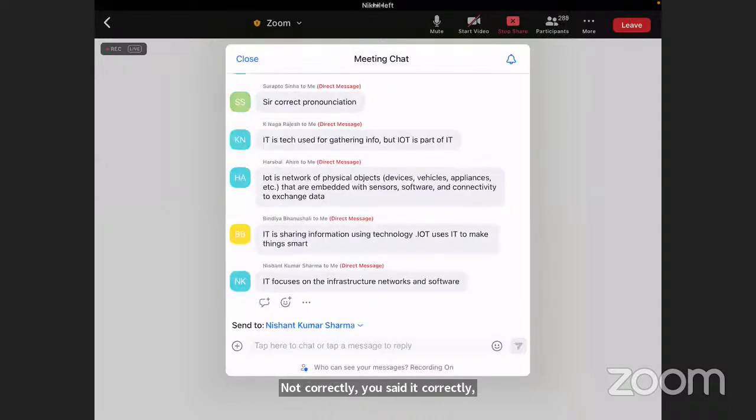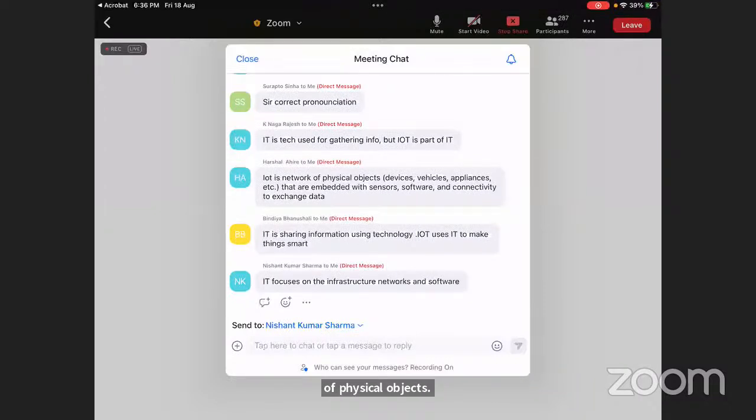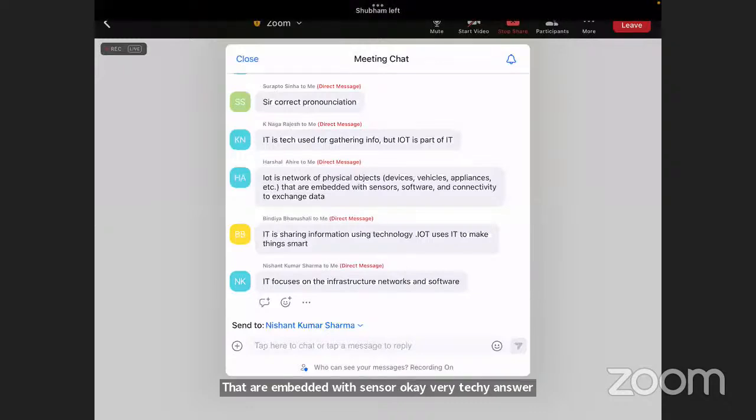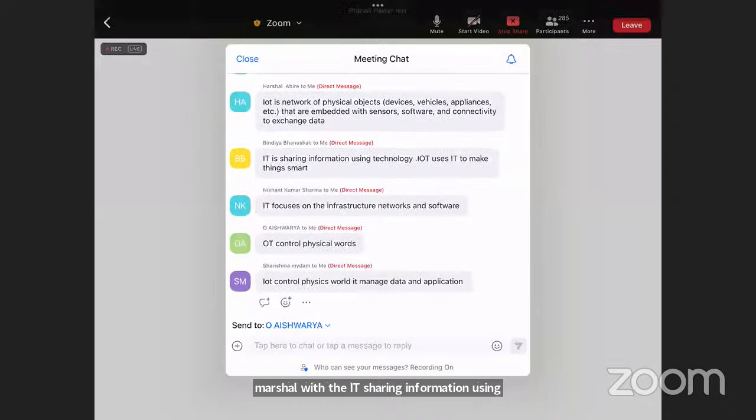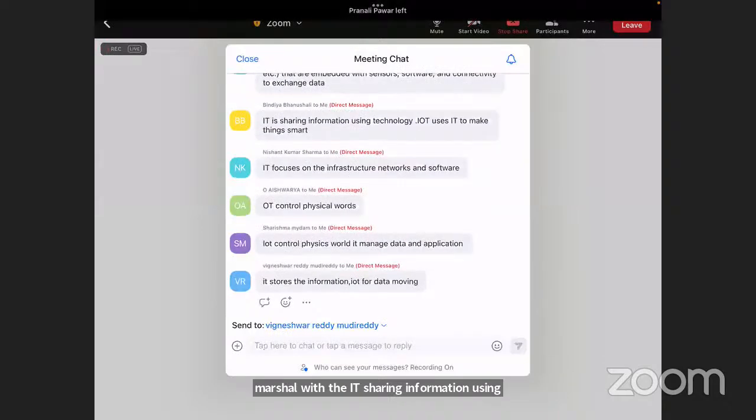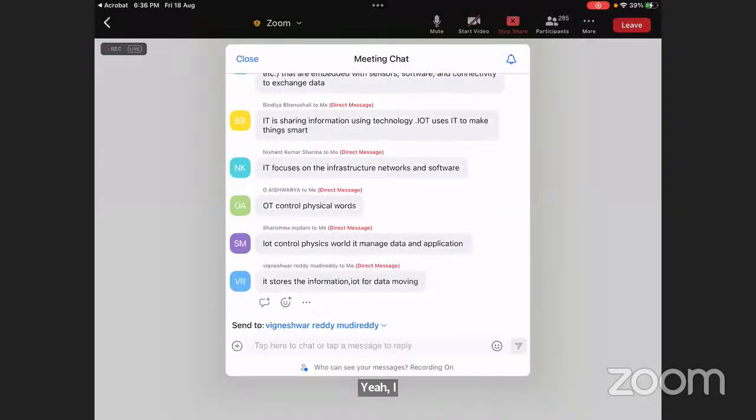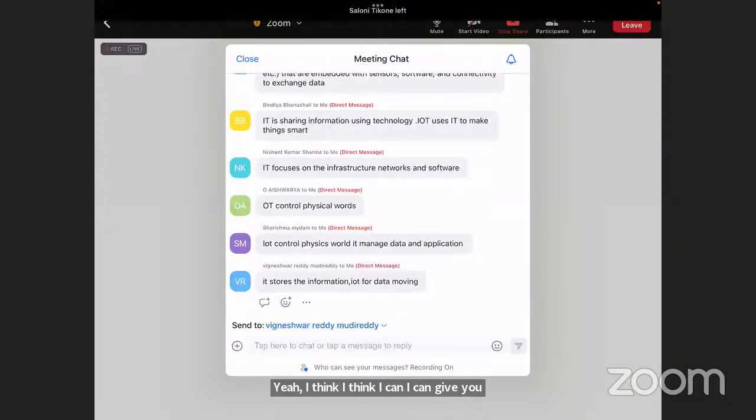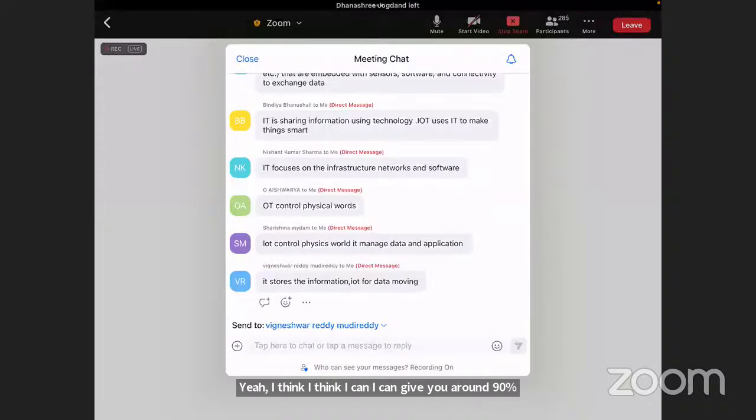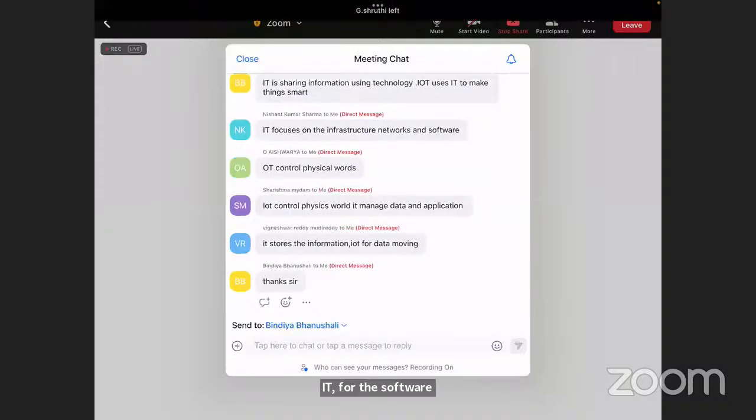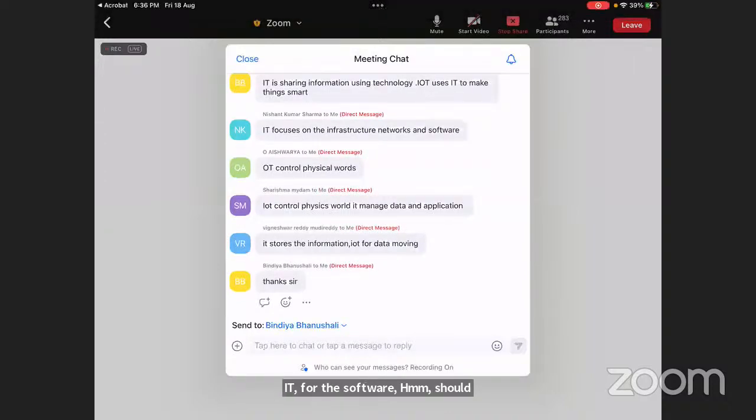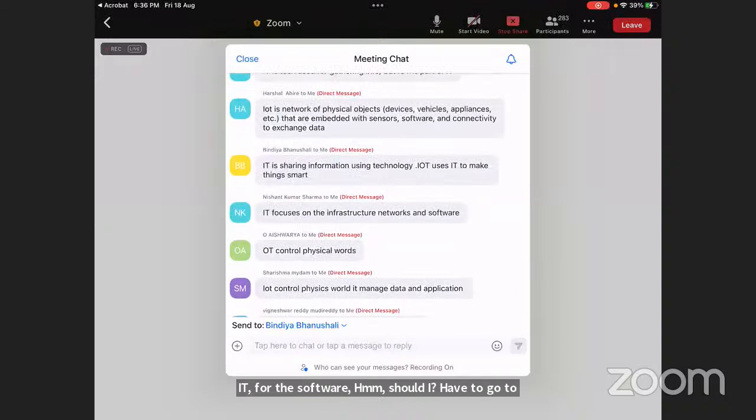Harshal says IoT is a network of physical objects that are embedded with sensors. Okay, very techy answer, Harshal. Bindya says IT is sharing information using technology, IoT is IT to make things smart. Yeah, Bindya, I think I can give you around 90% correct as an answer. This is what our answer should be. Nishant says IT focuses on infrastructure, network, and software, OT controls the physical world. Should IoT control the physical world? It manages data. Okay, I think we are getting into the right answer scenario.